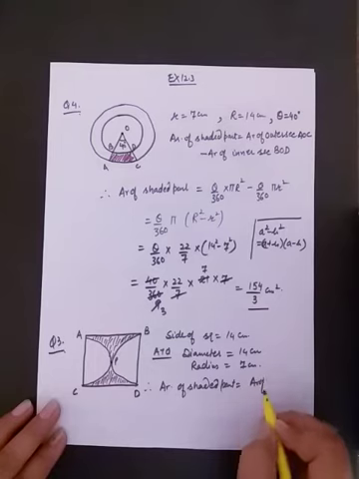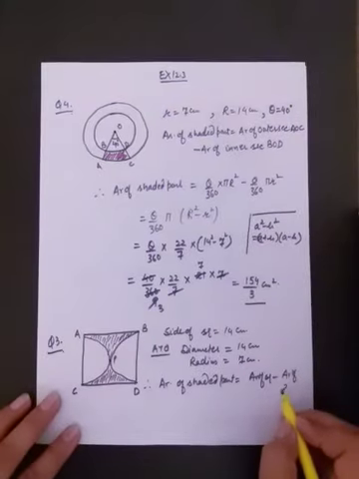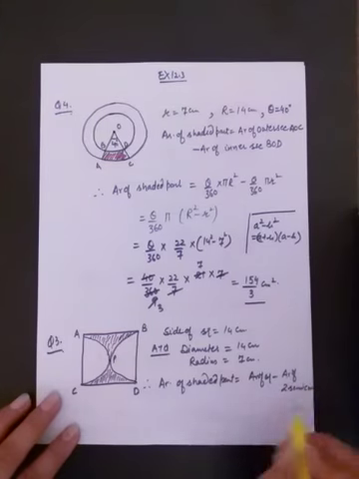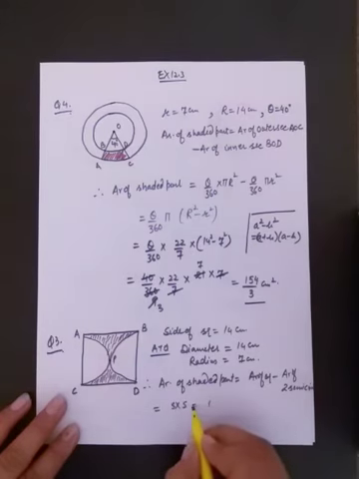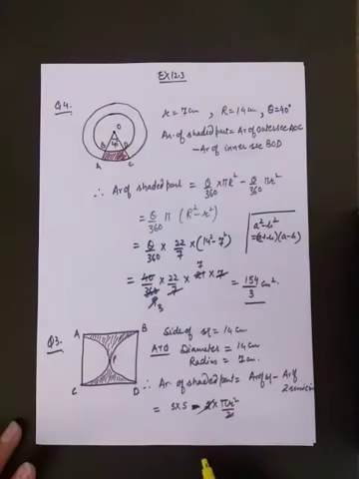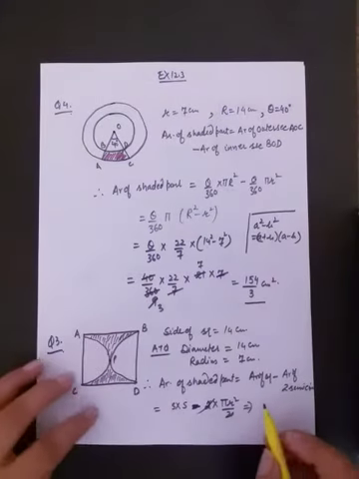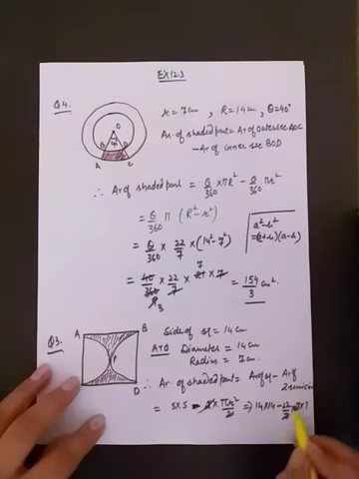is area of square minus area of two semicircles. So therefore side into side minus 2 multiplied by pi r square by 2. Or you can say we have to subtract the area of a circle from the area of a square. So 14 into 14 minus 22 upon 7 into 7 into 7.